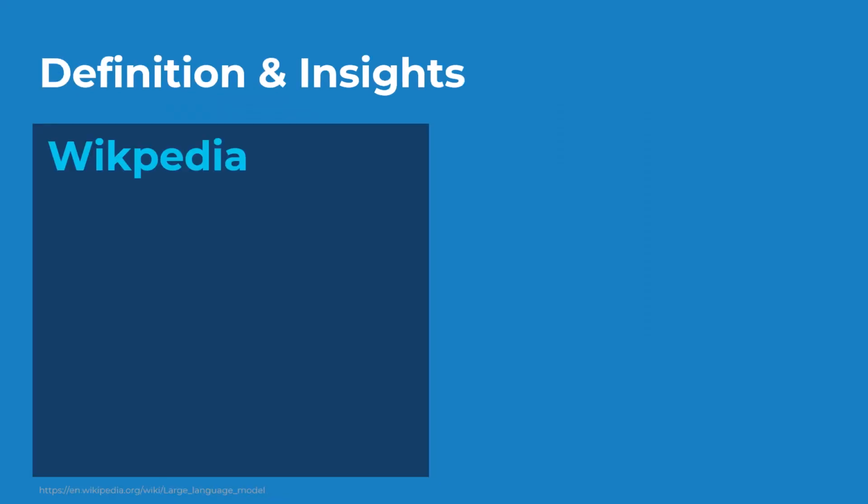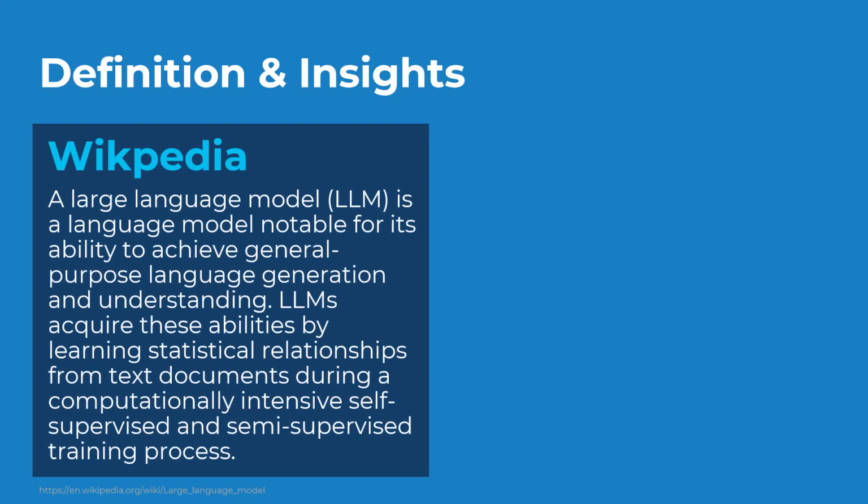Here is the definition from Wikipedia. A large language model, LLM, is a language model notable for its ability to achieve general-purpose language generation and understanding. LLMs acquire these abilities by learning statistical relationships from text documents during a computationally intensive, self-supervised and semi-supervised training process. We'll get more into the inner workings in just a bit. Right now, I want to start with a few high-level insights for you.